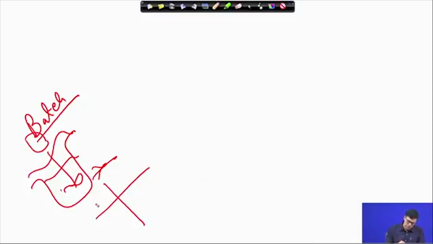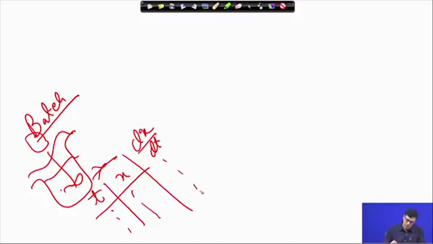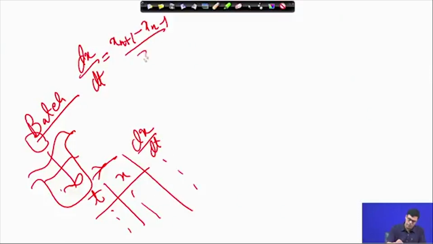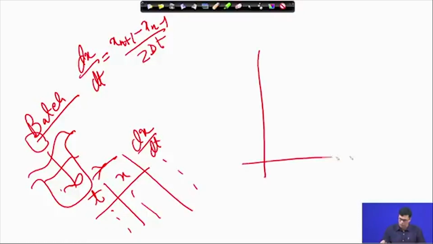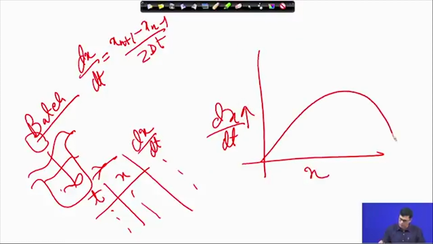Now, with respect to time, you can have the cell mass concentration. Then we can monitor dx by dt. Am I right? So, how can we monitor dx by dt? I told you dx by dt is equal to x(n+1) minus x(n-1) divided by 2 del t. Now, if you plot dx by dt versus x, what kind of plot will we get? Like this. Now, what is the slope? This is 0.